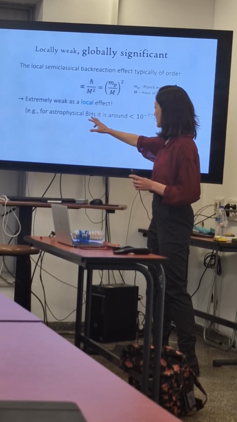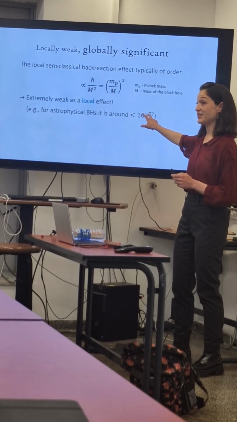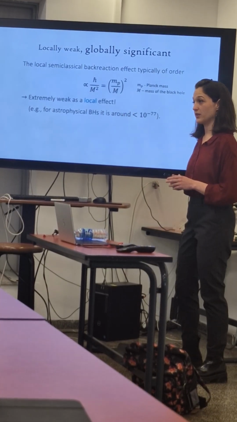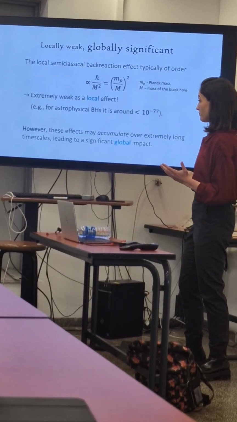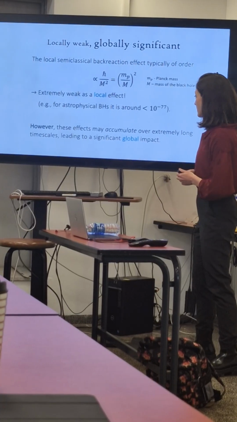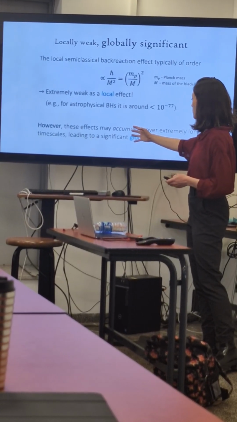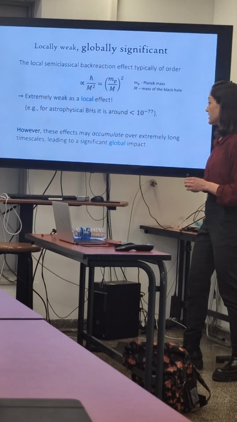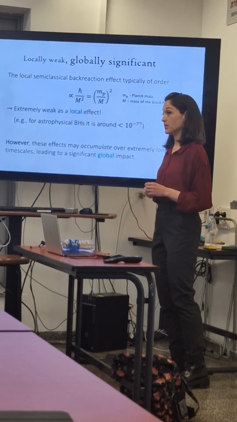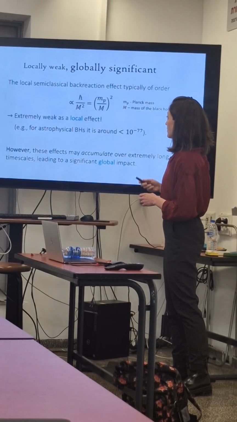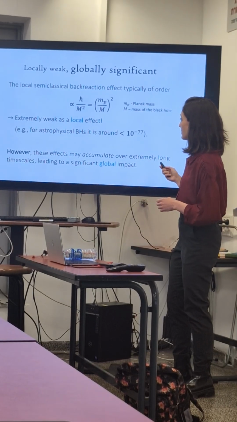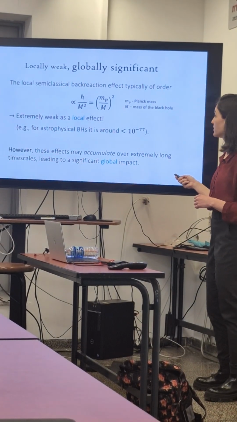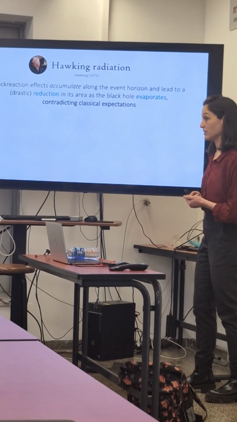For example, for astrophysical black holes, it is less than 10 to the minus 77. This is an extremely weak effect as a local effect. But crucially, these effects may accumulate over extremely long timescales, which leads to a significant global effect. Okay, so locally weak, globally significant, and one of the most famous examples for such an effect is Hawking radiation.